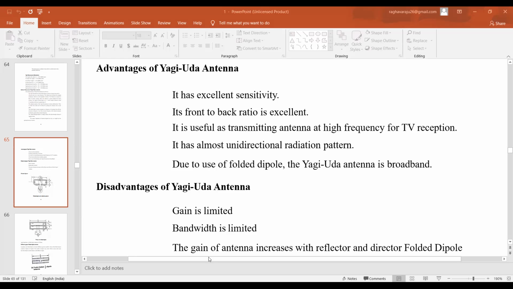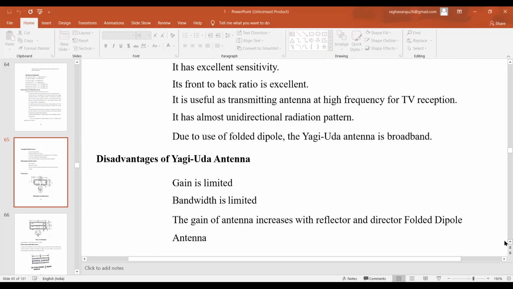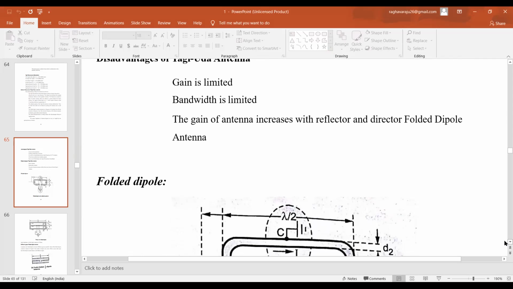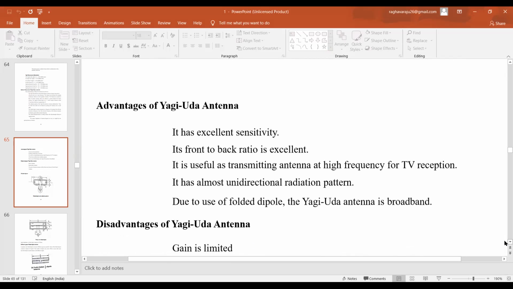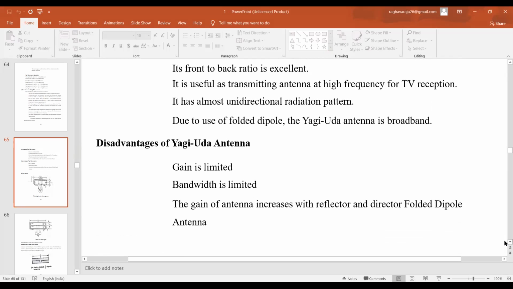So this is the disadvantage. Almost unidirectional radiation pattern. Due to the folded dipole, the Yagi is a broadband antenna. So already we know that very low profile Yagi gain and bandwidth are limitations. The gain of the antenna increases with the reflected direction of the dipole of the particular antenna.